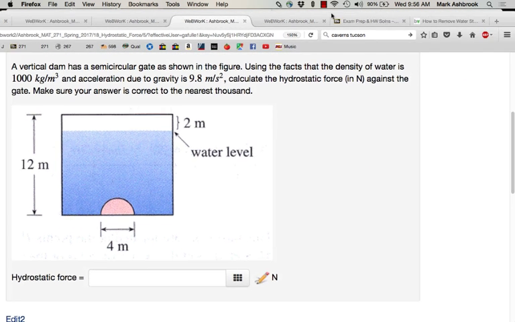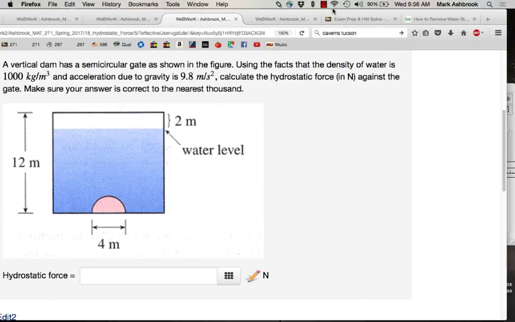Okay, so we got this dam. This is the dam problem. Okay, and so we've got water. So again, we know that pressure equals rho times depth. Force equals pressure times area. Hydrostatic force. So we're trying to get all the force on this face right here on the little gate.